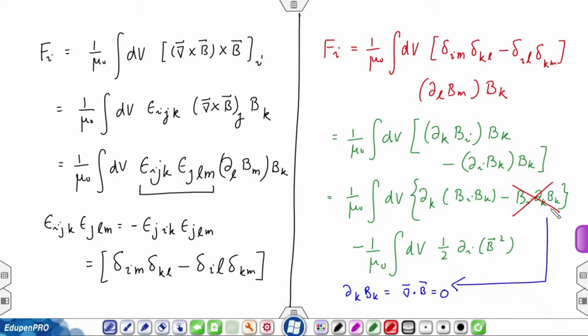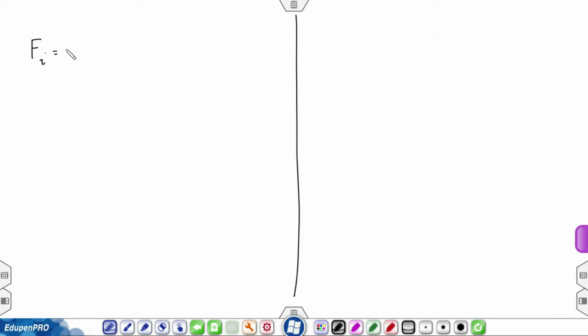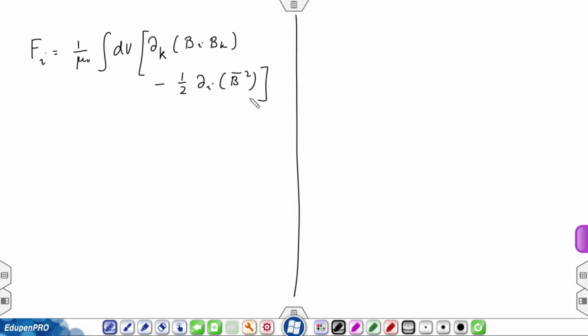So, I am left with F_i is equal to 1 over mu 0 integration dV partial_k of B_i B_k minus 1/2 partial_i B square, which I can write as 1 over mu 0 integration dV partial_k of (B_i B_k minus half delta_ik B square).